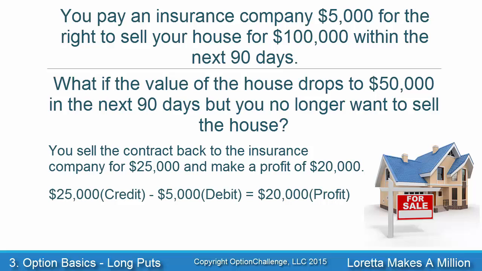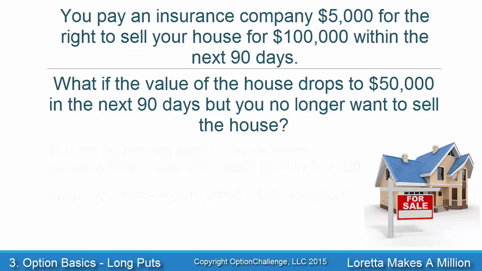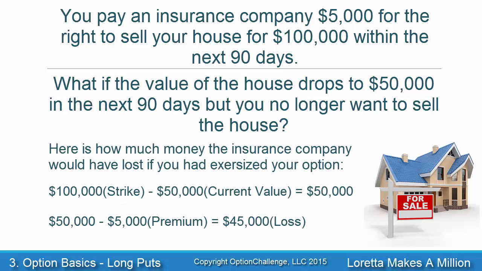Here's how the profit is derived. You subtract $5,000, the debit you paid for the insurance contract, from the $25,000, the credit received for selling the insurance contract, for a profit of $20,000. The insurance company would rather pay you $25,000 to buy back the insurance than lose $45,000 by buying your house for $100,000. Here is how the loss is derived.